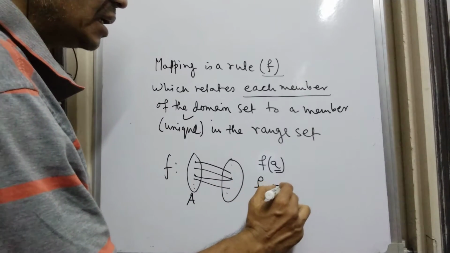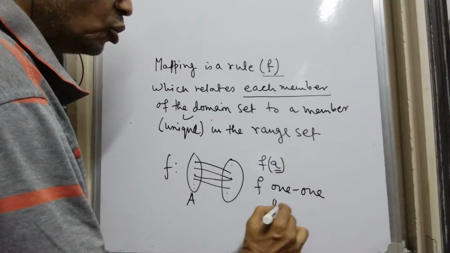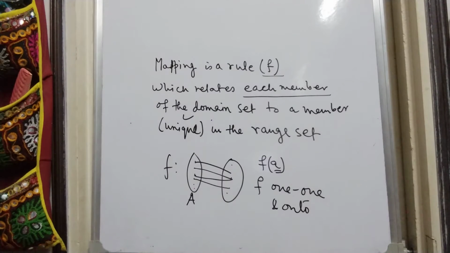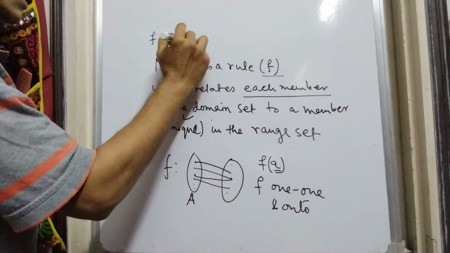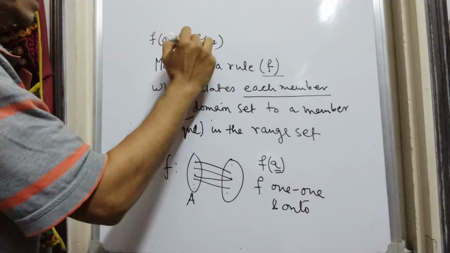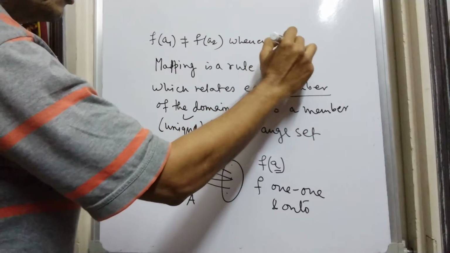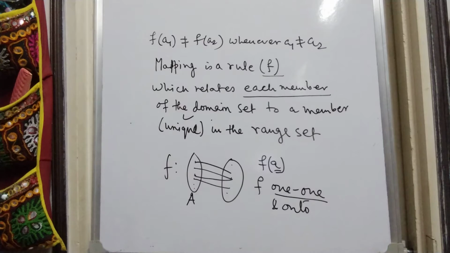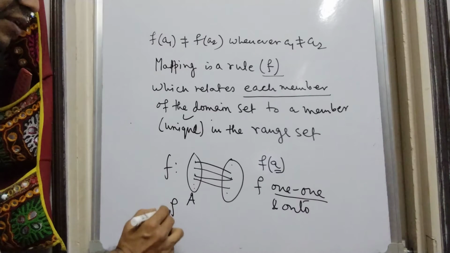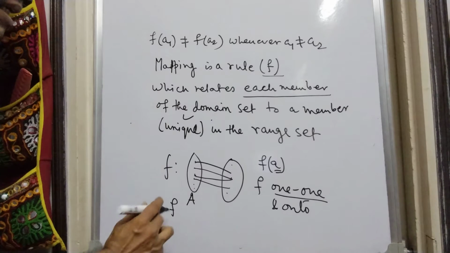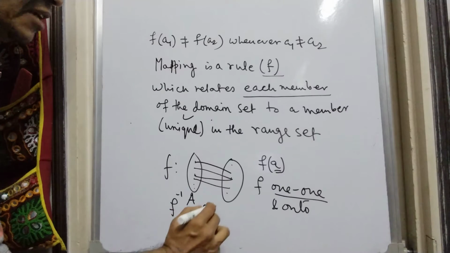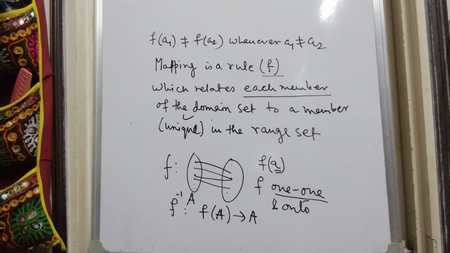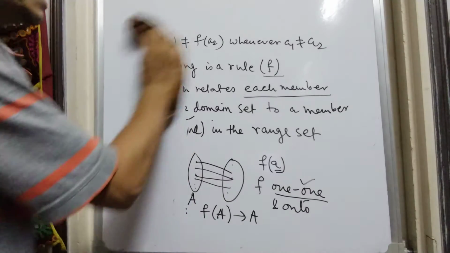And this F is 1-1 and onto. What are the features of 1-1 and onto? Whenever we have f(A1) not equal to f(A2) for A1 not being equal to A2, we have 1-1 mapping. So for a function f to exist as its inverse, which maps f(A) to A, we must have this to be 1-1, because otherwise we won't have a unique image of every element. I hope this is clear to you.